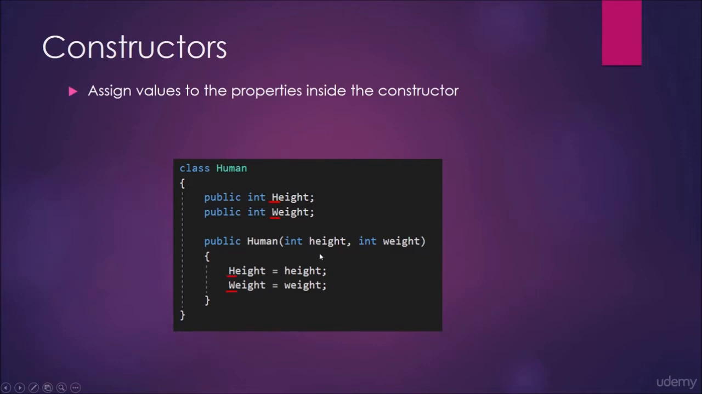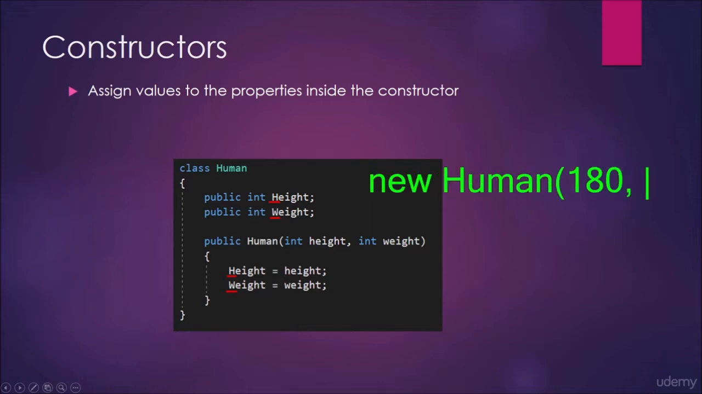Now keep in mind that this is not the final way in which you are going to do it. We need to learn a few more things before I show you the final way, the proper way in which you need to create objects. So please bear with me for a couple of lectures. So capital letters, small letters. When we create the constructor, we are going to say new human. So we are going to say new human of, for example, height 180 and weight 70. This is how we are going to create it.